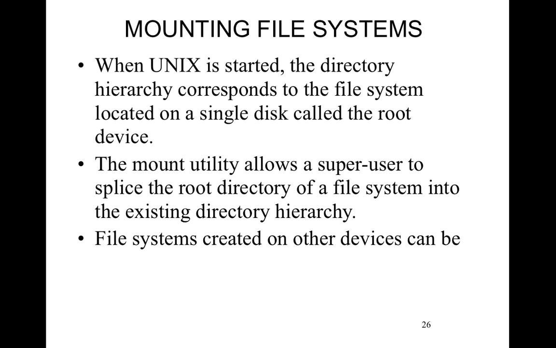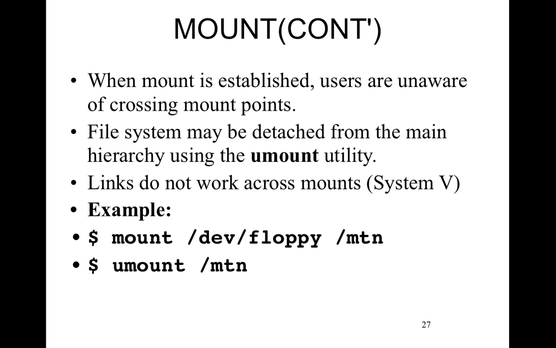Mounting file systems is what I was mentioning before. I think we are getting close to the end of this, don't worry. When the user started, the directory hierarchy corresponds to the file system location, which I assume is called the root device. On every server there's a root device, because you've got to put the starting system, the kernel, somewhere. The kernel's going to be on the hard drive. You're going to have a root device. You have the mount utility that allows the super user to splice the root directory into existing directory hierarchies, and the file system is created on other disks that can be in different locations.